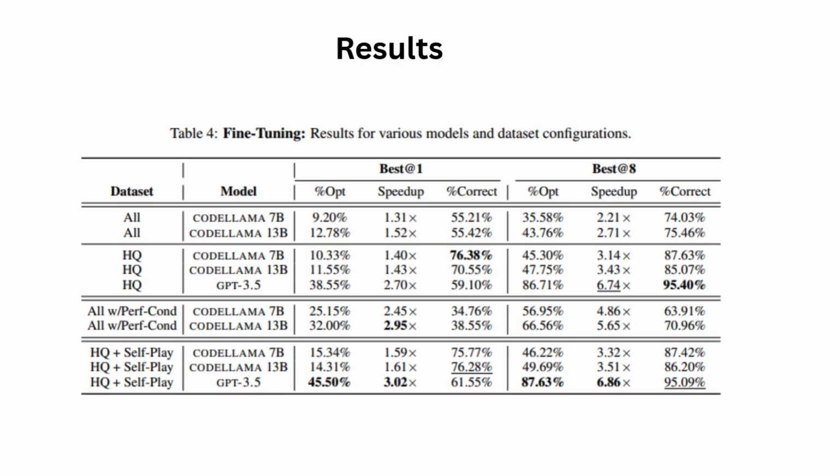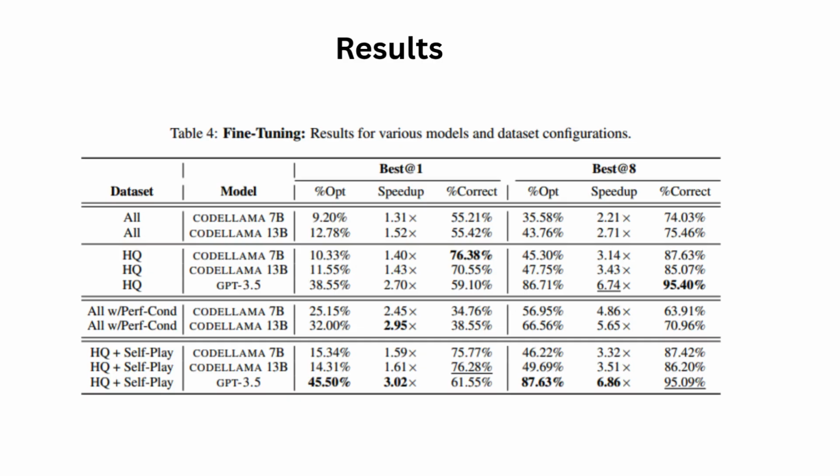Next comes performance condition training, where optimization quality tags are added during training. For CodeLlama 13B, performance condition training boosts the optimization rate to 66.56% and achieves a 5.65 times speedup, substantially outperforming the previous fine-tuning technique. The authors attribute these gains to the performance tags, which help the model distinguish highly optimized solutions from merely acceptable ones.